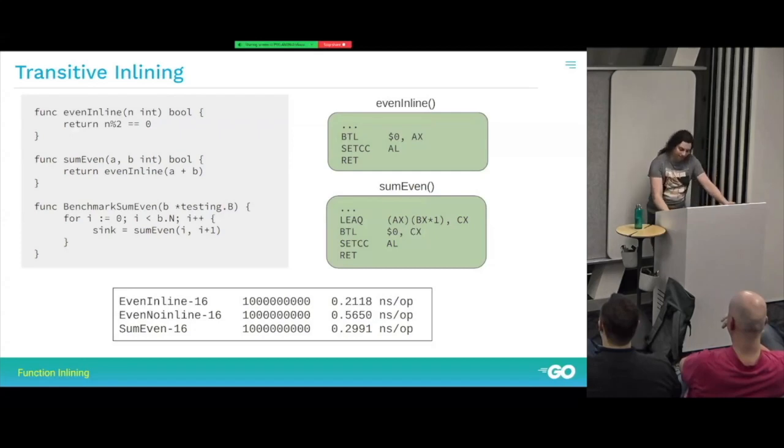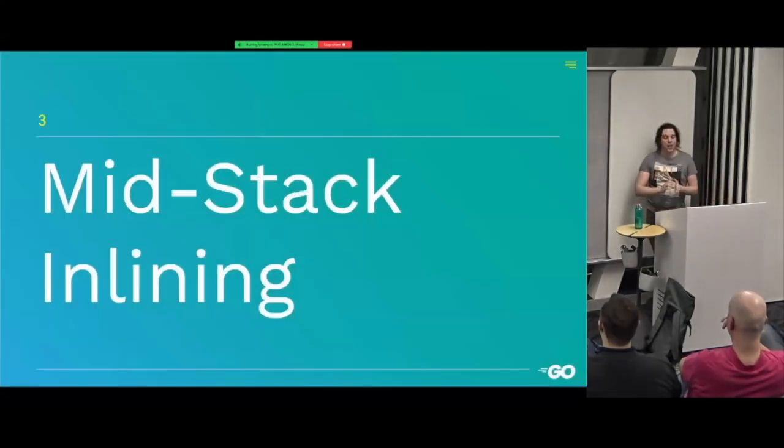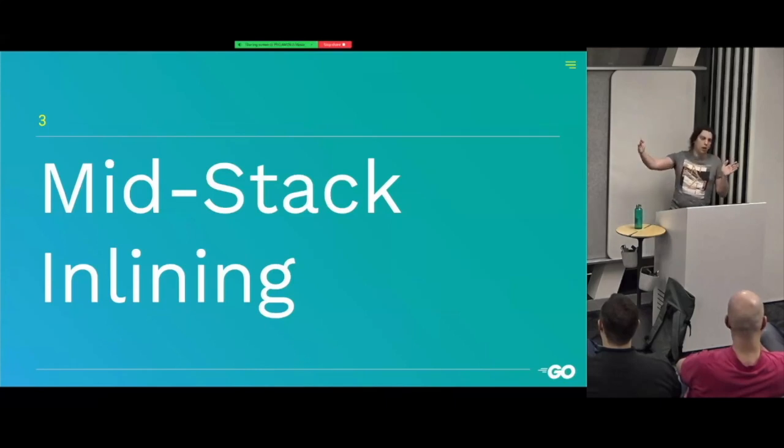And now we get to the mid-stack inlining. So all that we have been presenting so far is inlining of a leaf function, which means a function which doesn't call any function. With the even sum, we had a function which was calling another function, but the function that was called was inlined, so it effectively became a leaf function and was inlined after that.